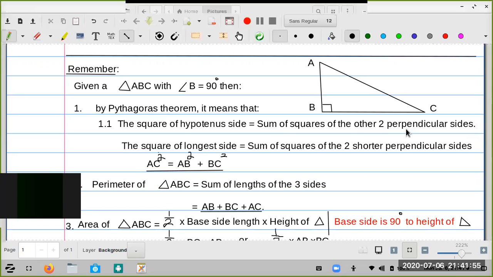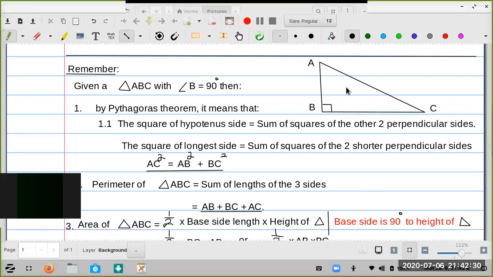Fine. So which sides are perpendicular? We have got AB and BC. These are the two other sides which are perpendicular. And which one is the hypotenuse side? The hypotenuse side, if you still remember from the previous lesson, I said the hypotenuse side is a side which is opposite the 90-degree angle, right? So in this case here, we are saying AC is the hypotenuse because it is opposite the 90-degree angle.